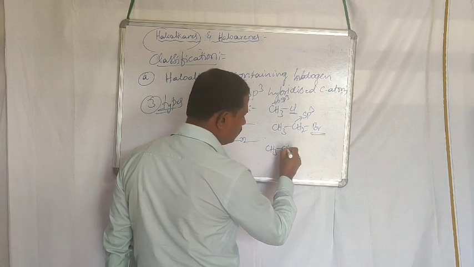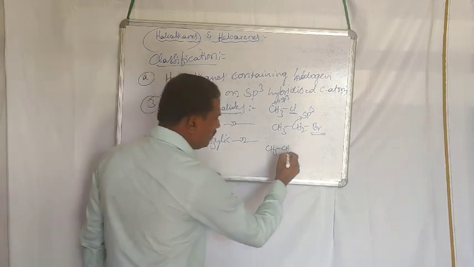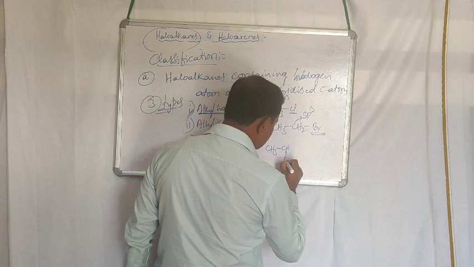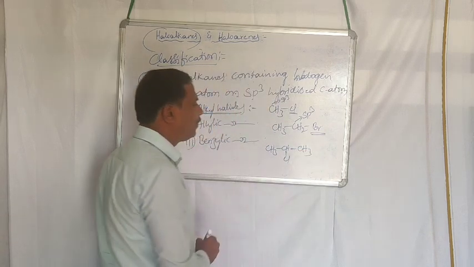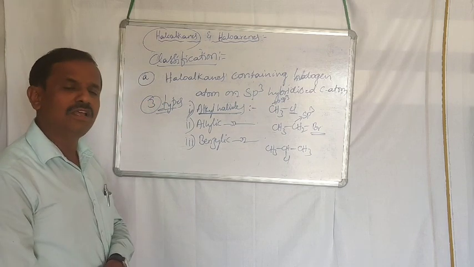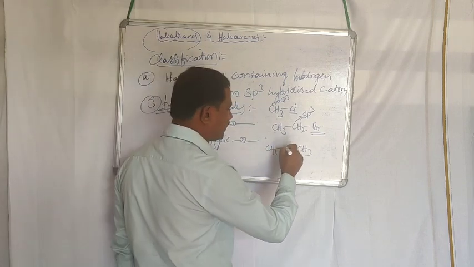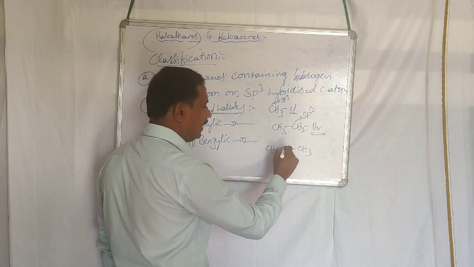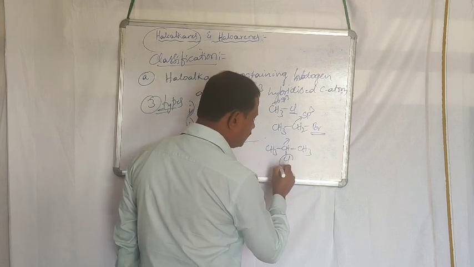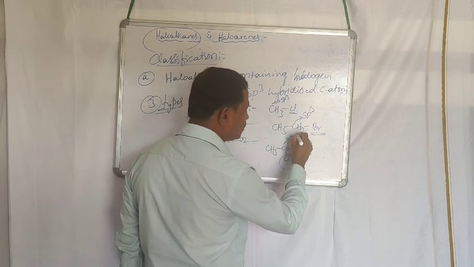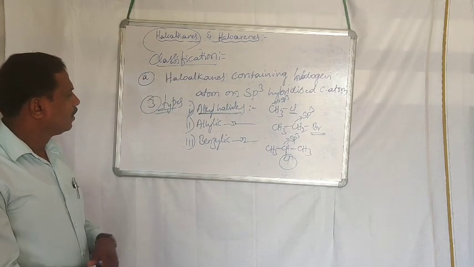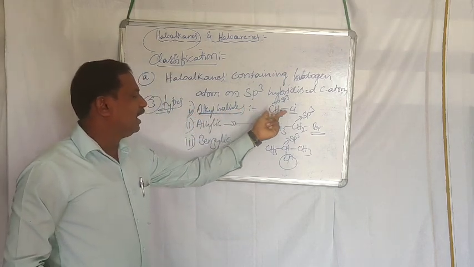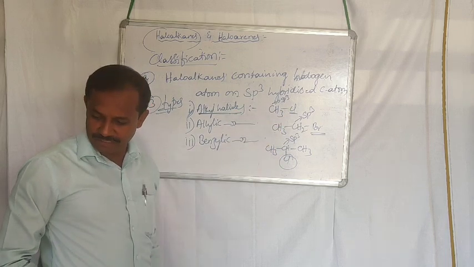You take another example, CH3CHClCH3, isopropyl chloride. This is also another example of an alkyl halide. The halogen atom must be attached on an sp3 hybridized carbon atom. Alkyl halides with examples we discussed.